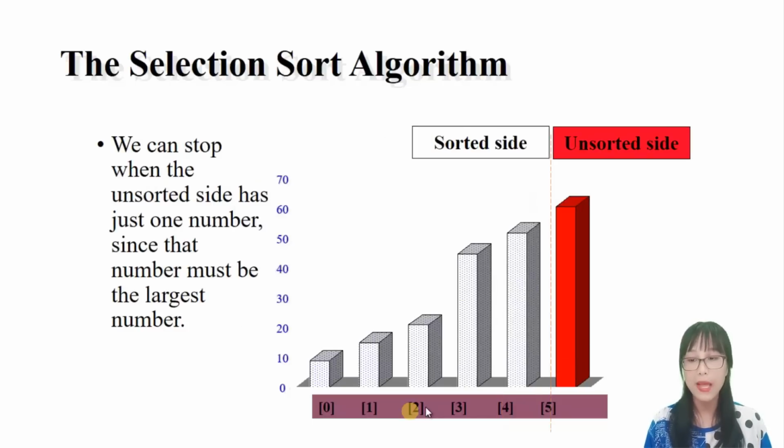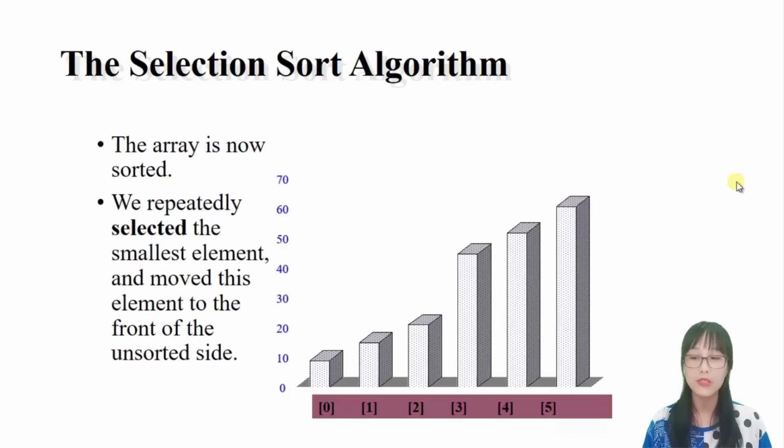We can stop when the unsorted side has just one number, since that number must be the largest number. Sorted side, unsorted side. The array is now sorted. We repeatedly select the smallest element and move it to the front of the unsorted side.